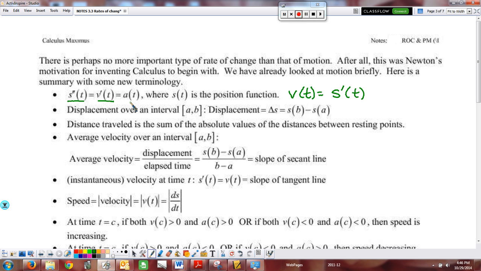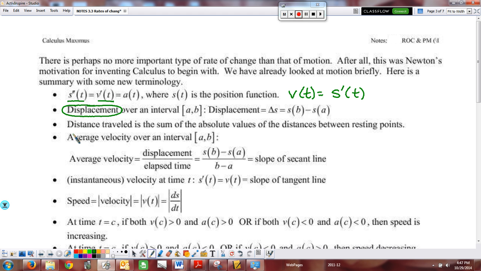All right, the next terminology that we want to define for you is displacement. Displacement is basically your change in y. Your change in position is what you're looking at. Our formula for that, because it's the top half of the slope formula, is to plug in b, the endpoint of your interval, plug in a, and calculate the difference in your y values. That's your displacement.